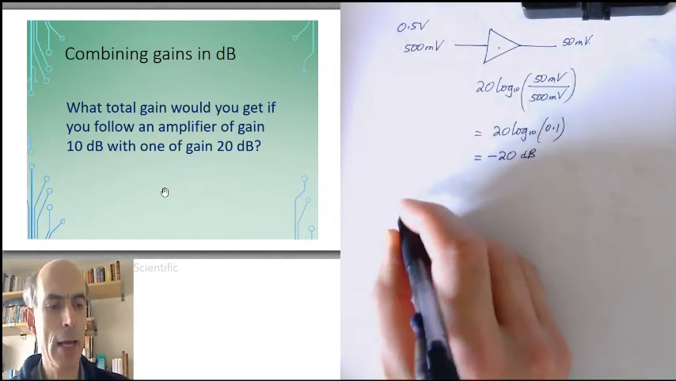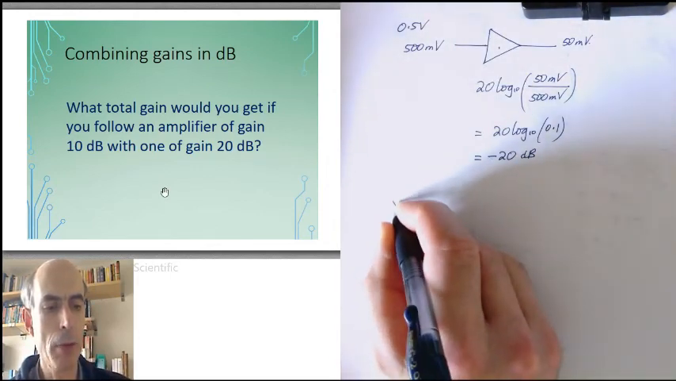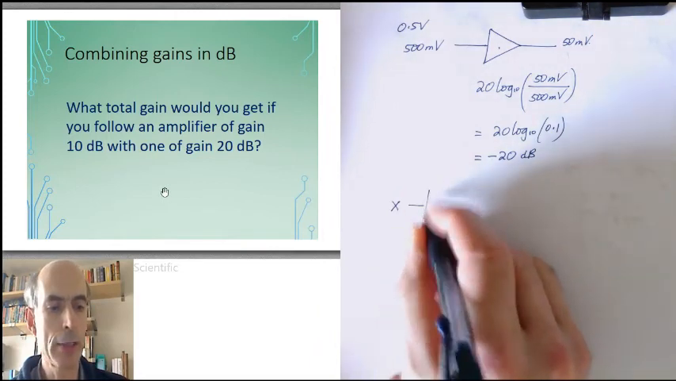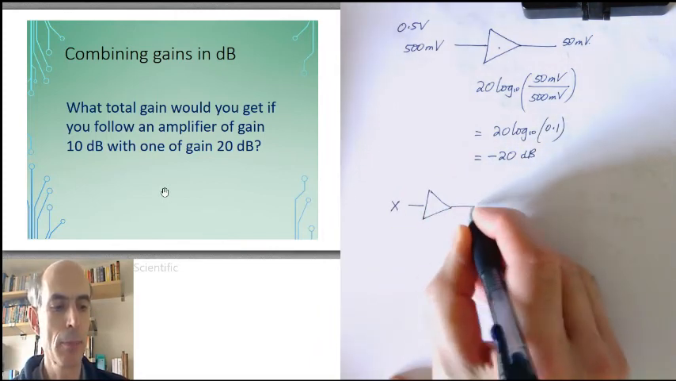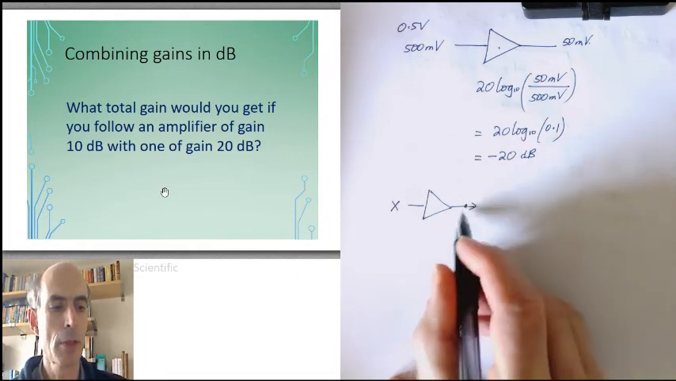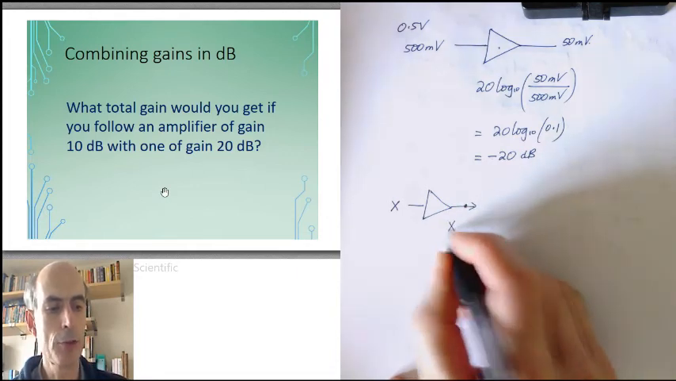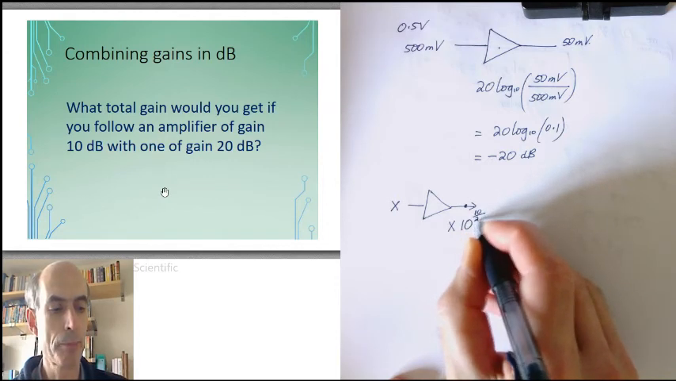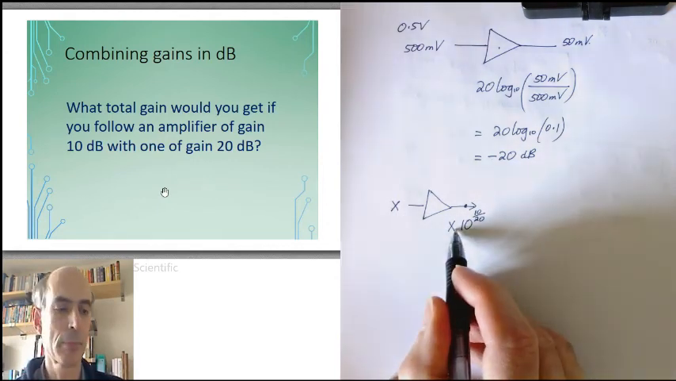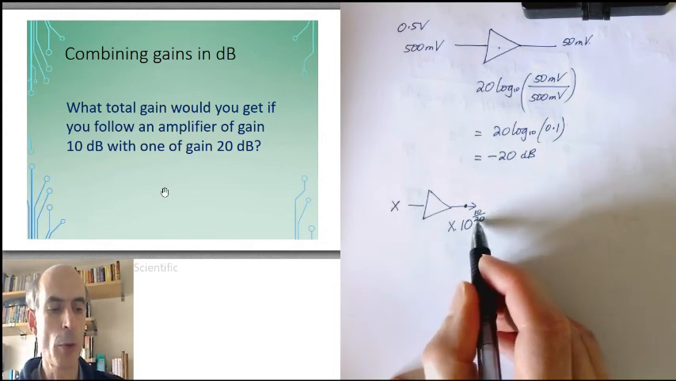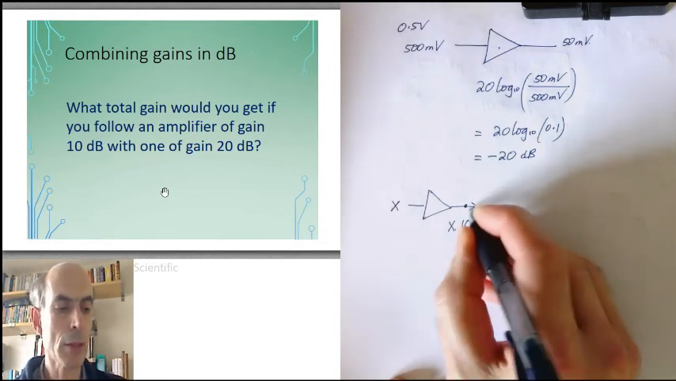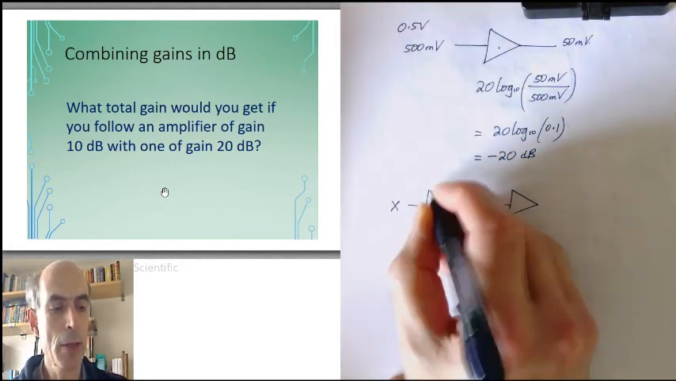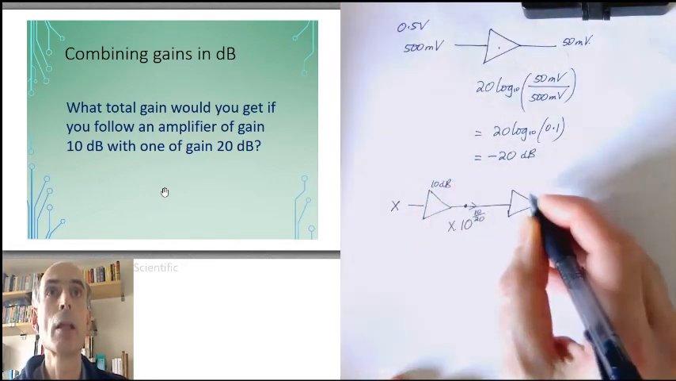Supposing I have an input and my input is X. It goes through an amplifier of gain 10 dBs. The output there would be X times 10 to the power of 10 over 20. These are voltages, which is why I'm using over 20. That goes into the next amplifier, and this amplifier has a gain of 20 dBs.